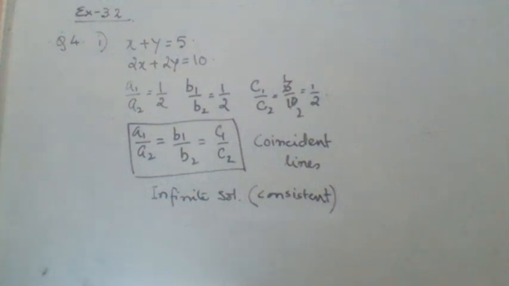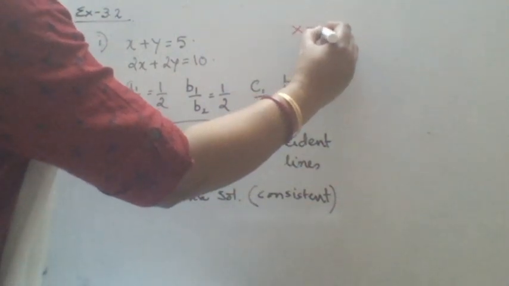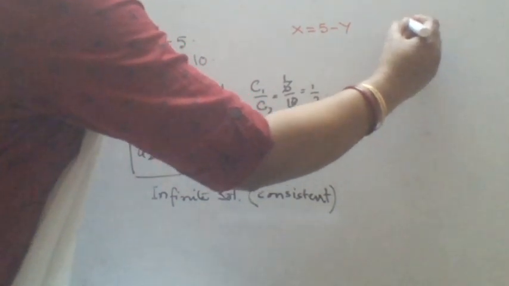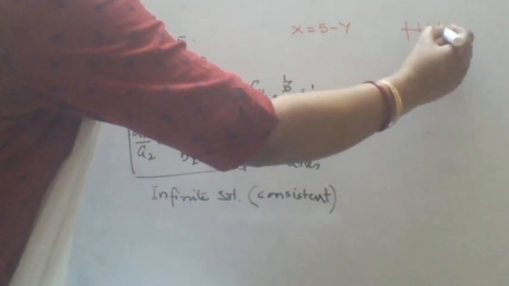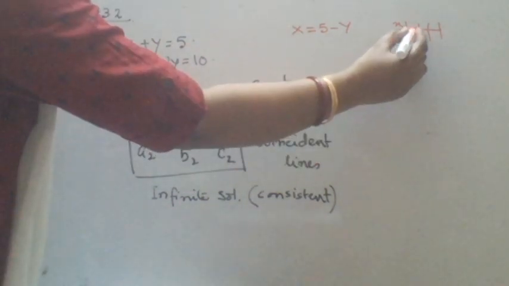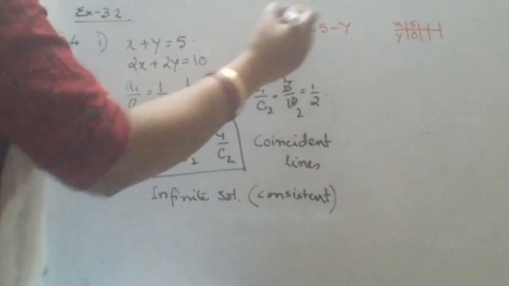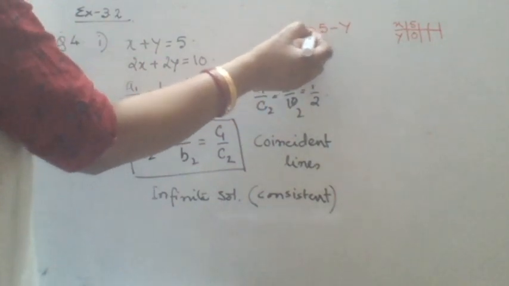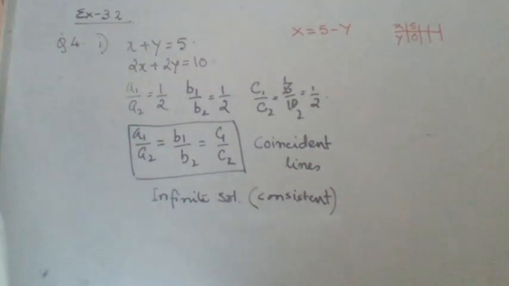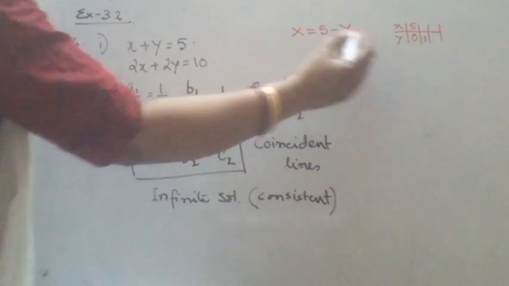So for graph plotting, we will prepare the table. Table goes like this. x is equal to, we can say, 5 minus y. We can write it in this manner. So now your table: if y is equal to 0, x is equal to 5. Again, not much calculation is required. You can do it orally only. When you put y as 0, you find x is equal to 5. And for y equal to 1, 5 minus 1, x is equal to 4.